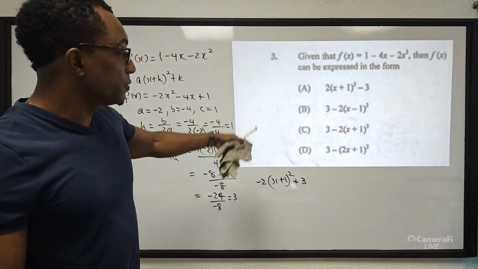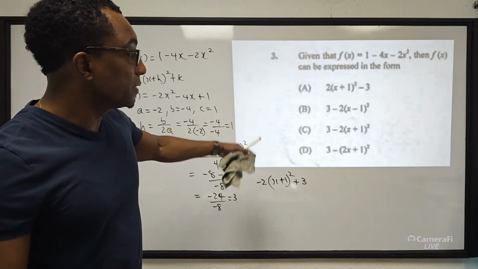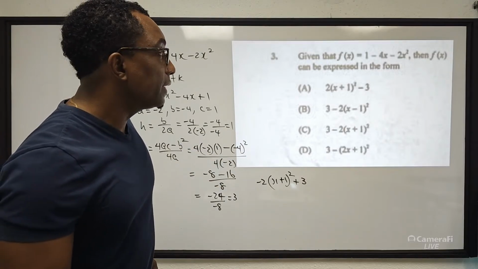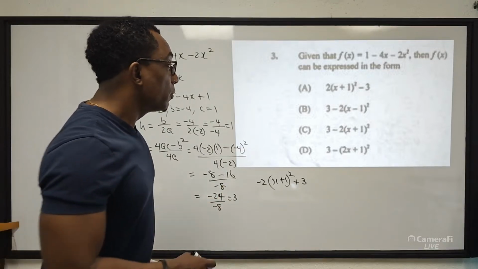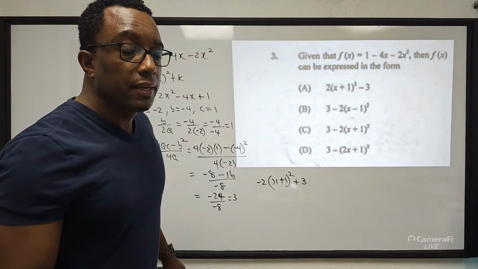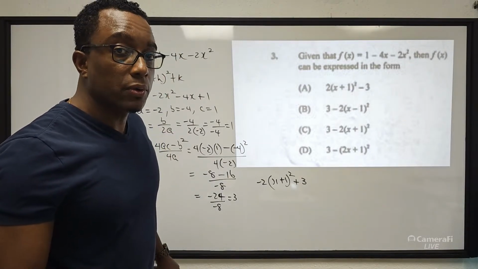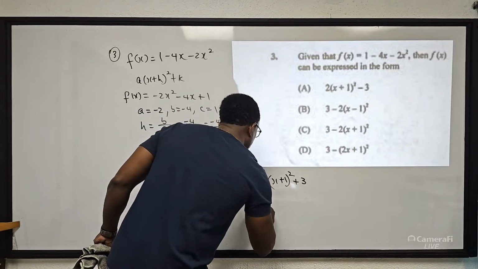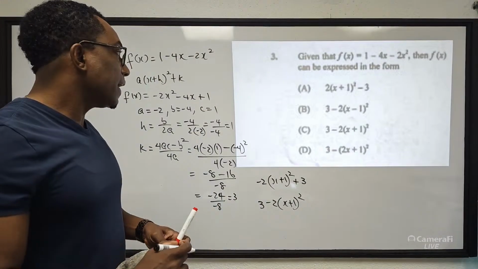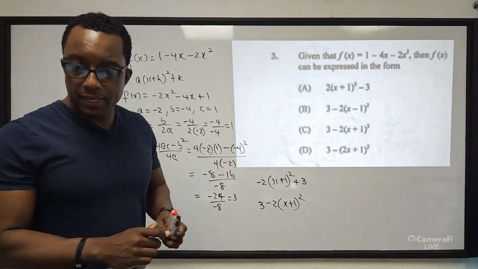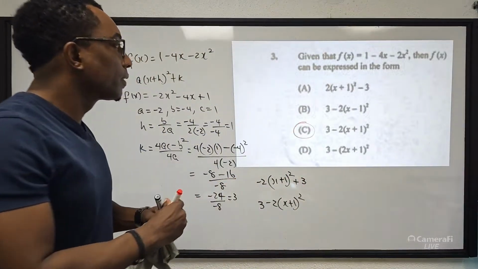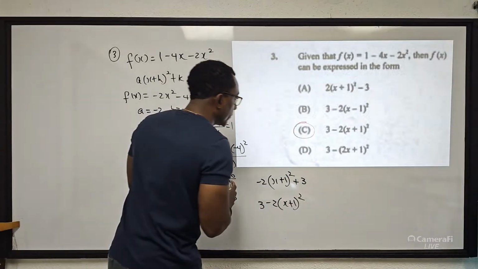But if we look at the options, we don't have any of the options stated in that form, so we can rearrange the terms so we can get exactly what we want in the options. So what I'm going to do, I'm going to take this positive 3 and put it in front of the negative 2 into x plus 1 all squared. So this will be written as 3 minus 2 into x plus 1 all squared. Alright, so the answer for question 3 is C. So let's move on to question 4.